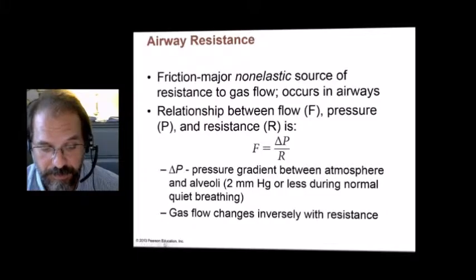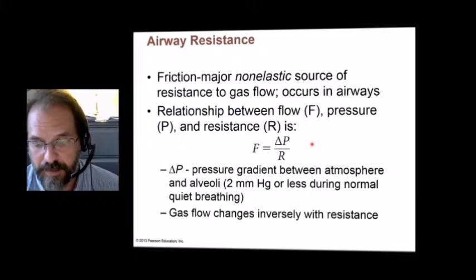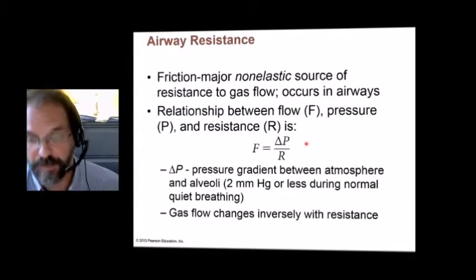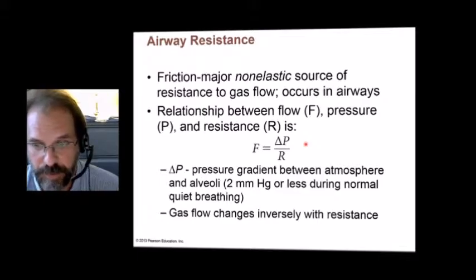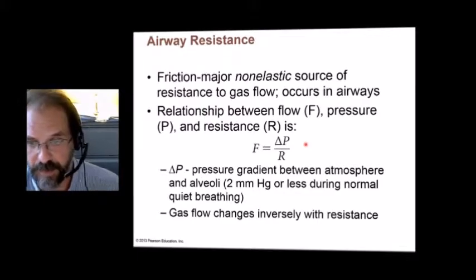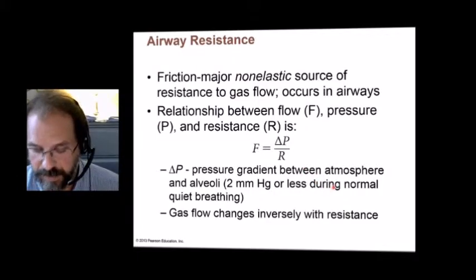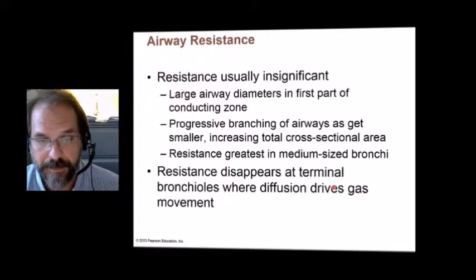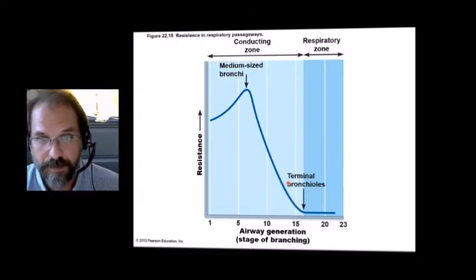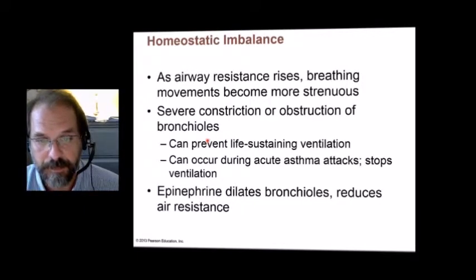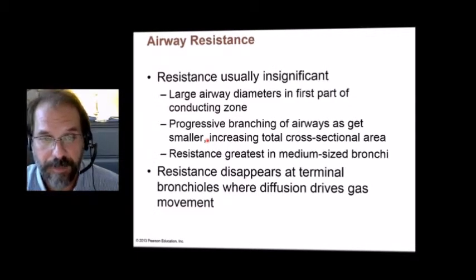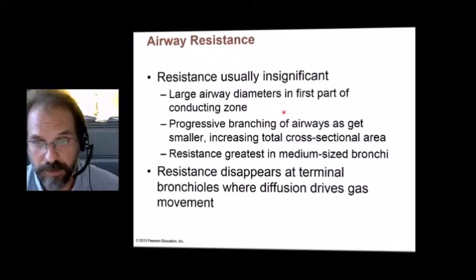We've already discussed the significance of the difference in pressures, with Boyle's law affecting the fact that, you know, expand the thorax, drop the pressure, air flows in, shrink the thorax, increase the pressure, air flows out. What we haven't talked about is anything that could affect resistance. And really, the main factor that affects resistance in the respiratory system is simply friction. I think we'll see that here on the next slide. Anyway, it's just air rubbing along the walls of the bronchi.